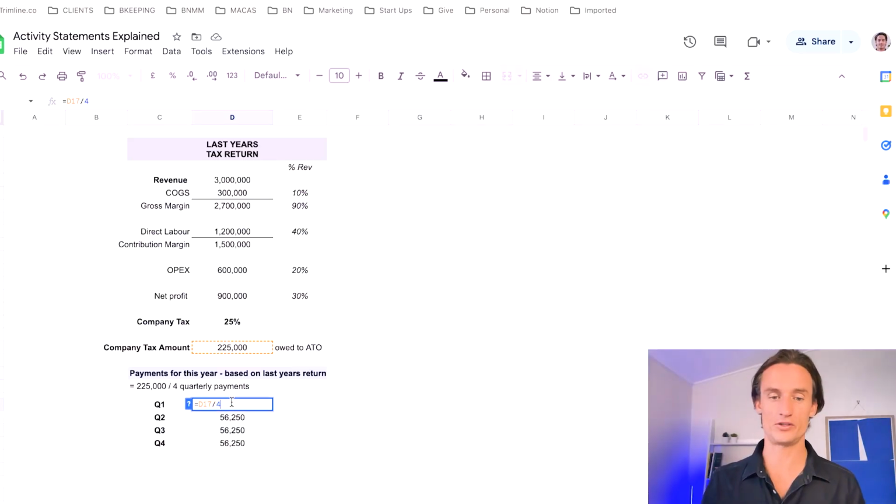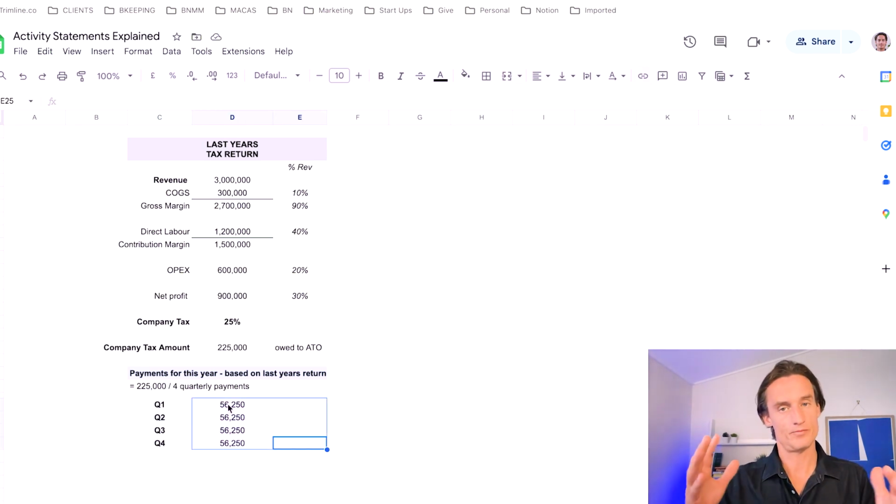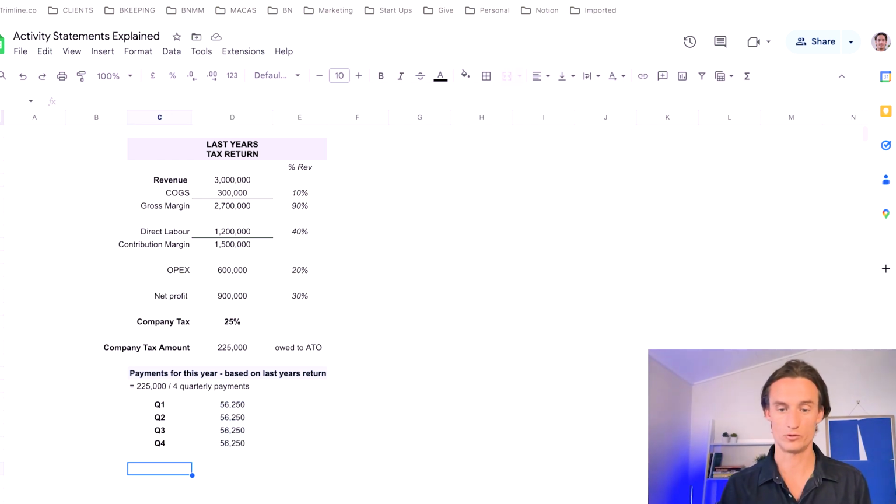And that's how we're getting that 56,250. It's just last year's divided by 4 for each of the 4 quarters. But as I said, in reality, you can adjust that if you need to, depending on what's happening in your business. But that's the high level way to look at it.